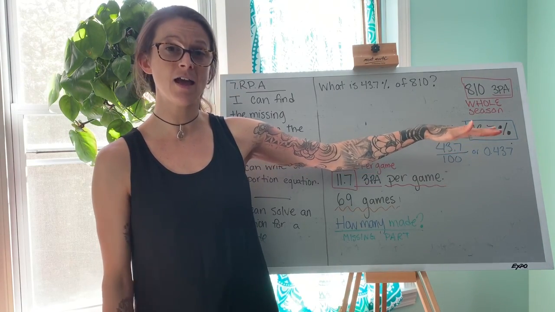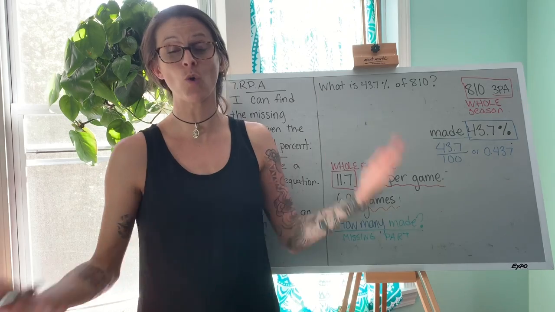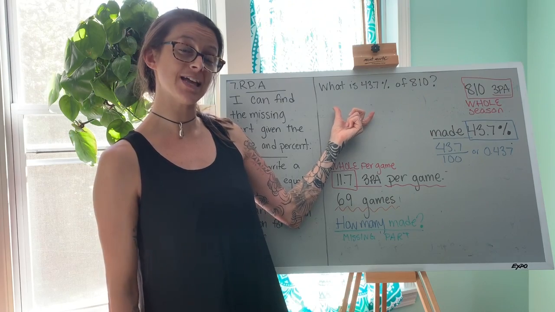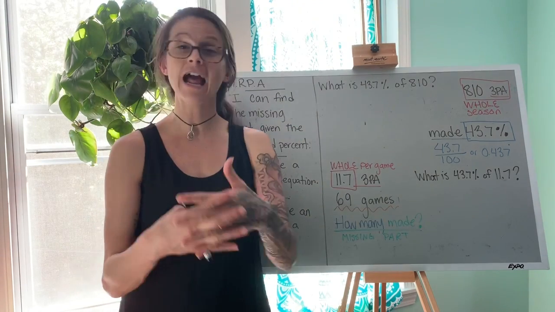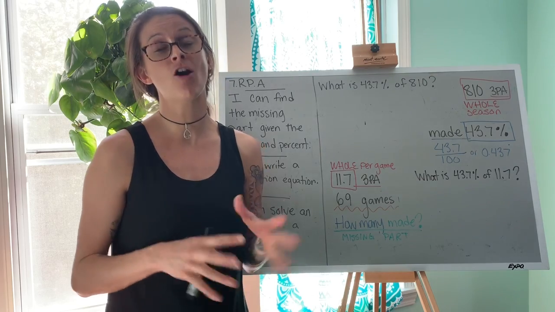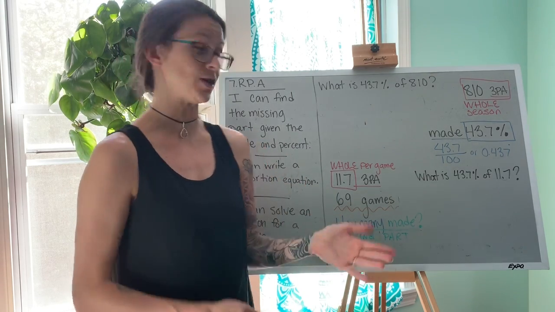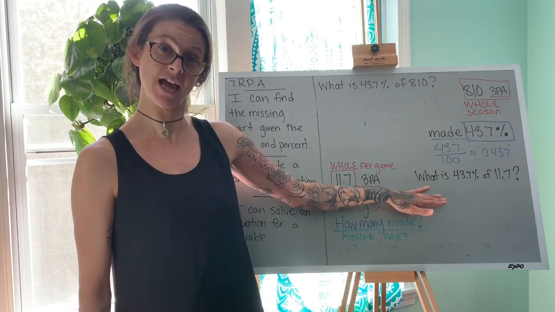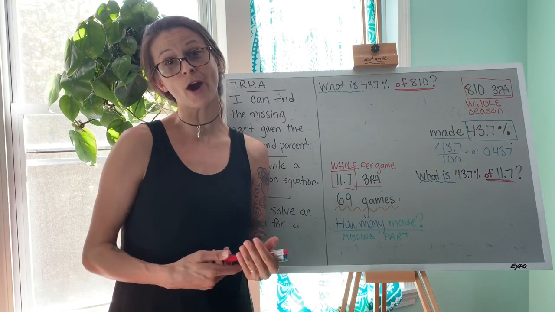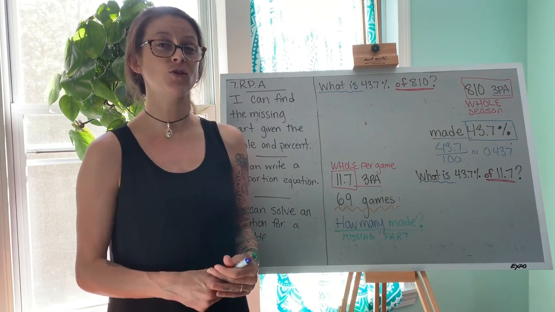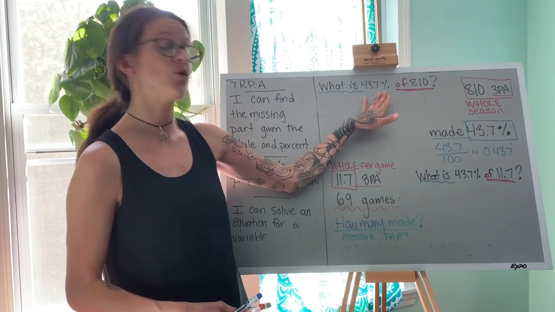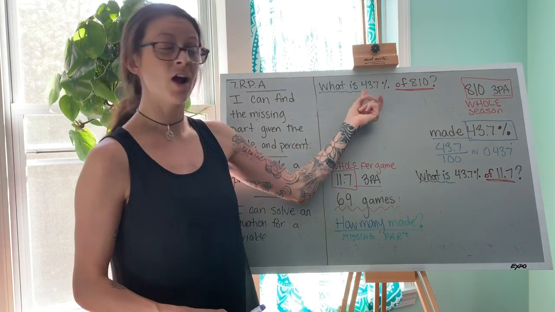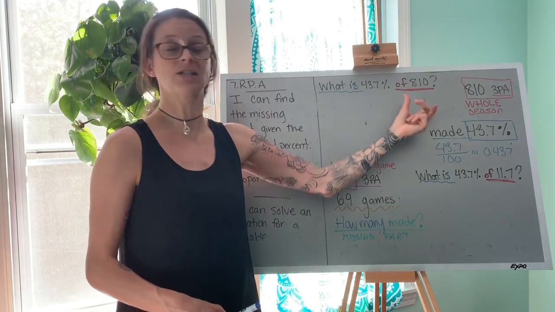To find how many three-point attempts he made in the whole season, we can ask this question. What is 43.7% of 810? To find how many three-point attempts he made on average per game, we can ask this question. What is 43.7% of 11 7/10? Is is associated with the part, of is associated with the whole. You will always know that the percent corresponds to the part, and the 100, which is what the percent is out of, corresponds to the whole.